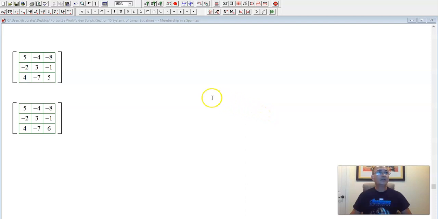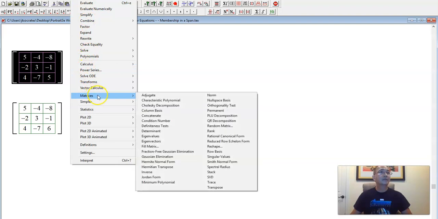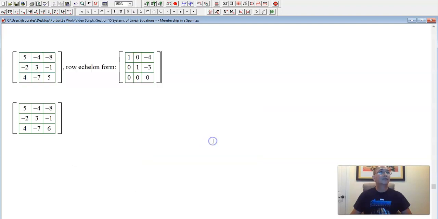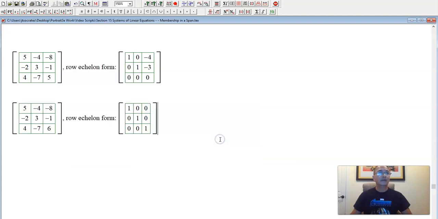So to remind us of what happened, I copied only the first 3 columns of our augmented matrices in part A and part B. Let's find the REFs. Compute matrices REF. How about the other one? Compute matrices REF. Okay, so this is our special identity matrix.